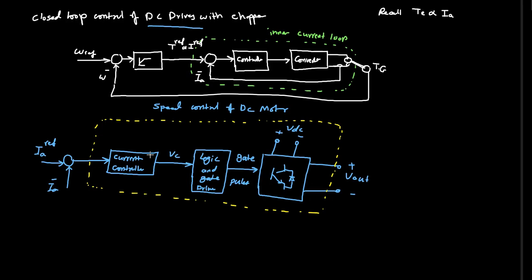Simply, this is very important because if we compare the power, this side is the low power side, and this side is the high power side. So we need to isolate between them, and this is the idea behind the gate driver here. The gate driver will isolate the control side, which is the low power side, from the high power side, which is the converter side.